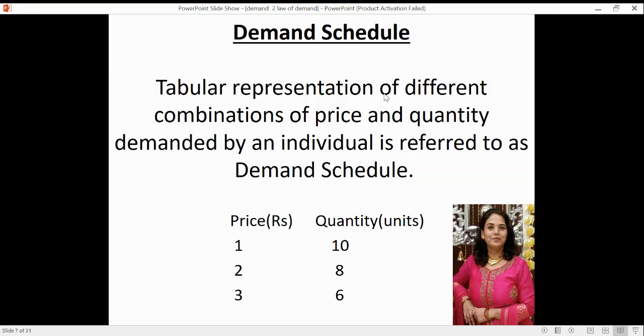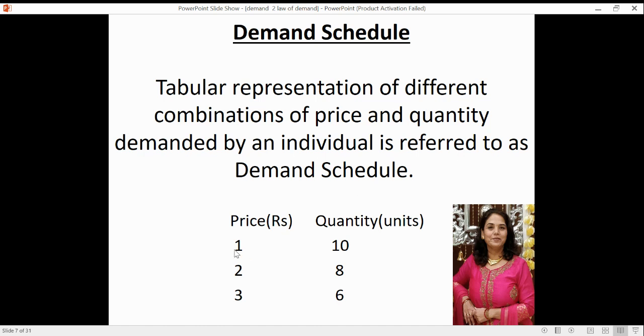In every topic you will study about schedules. So now basically what is a schedule? Schedule is a table. So whenever the price and quantity relation in demand, that is the inverse relationship between price and quantity demanded, is shown in a table form, I start calling it demand schedule. So, tabular representation of different combinations of price and quantity demanded by an individual is referred to as demand schedule.